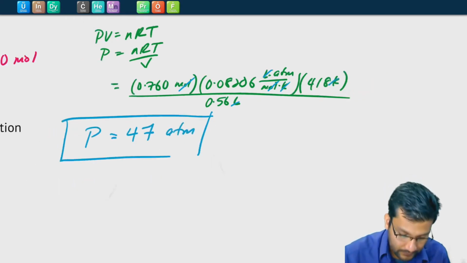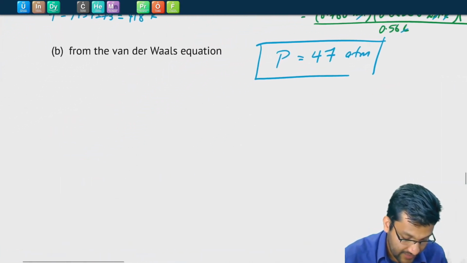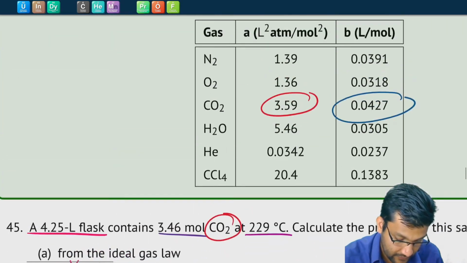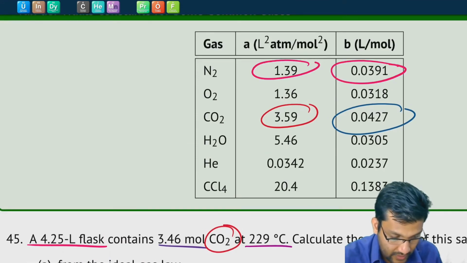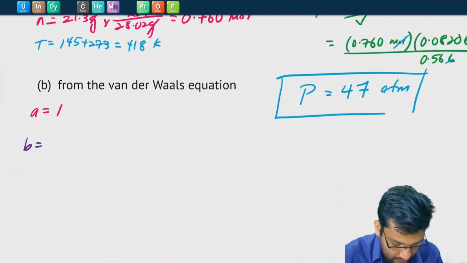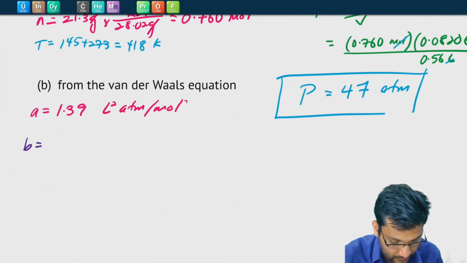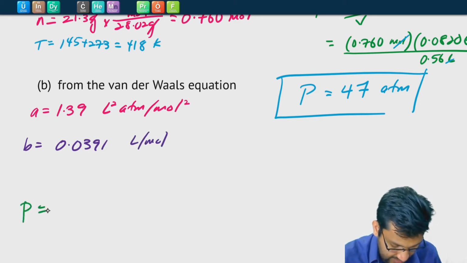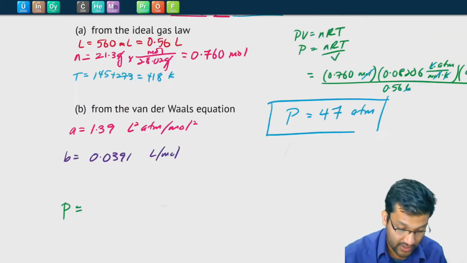Okay. Let's look at the van der Waals equation. So we're looking at N2, so we need the value for A and we need the value for B. So the value for A, according to the table all the way up here for nitrogen, is 1.39 liters squared times atmospheres divided by moles squared. The value for B was 0.0391 liters over moles.